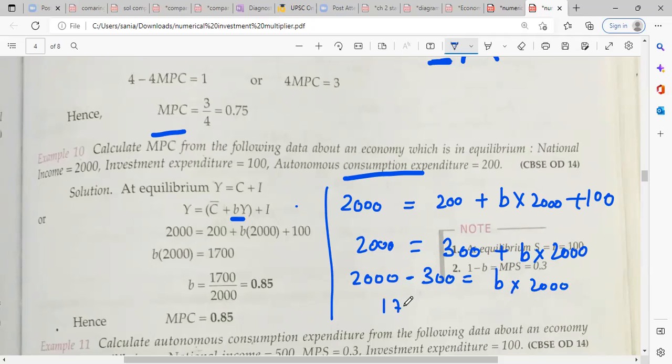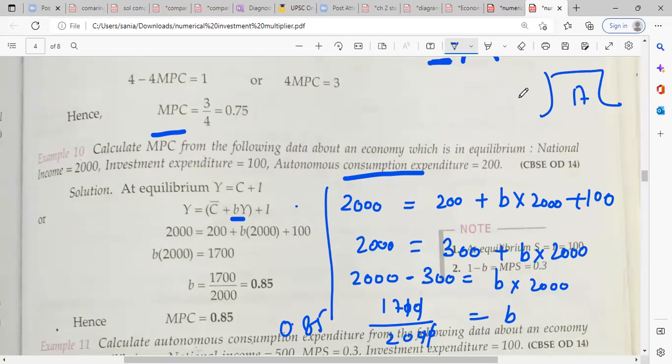When you subtract, you will get 1700 divided by 2000, because this is in multiplication, so it will go in division. Then you solve it, and you will get 0.85. Is it? Yes, ma'am. Something like this. For example, first of all you will put 0, then a point, then 0, and then 8.